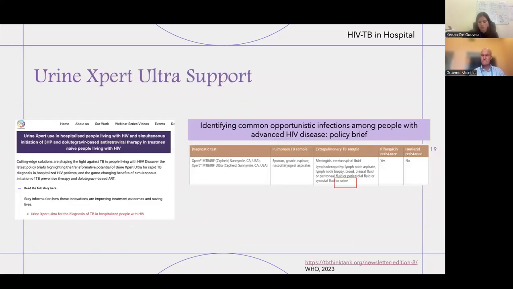What's exciting on this particular topic is that urine Xpert Ultra was recently endorsed by the South African TB think tank, which we see as promising, specifically for patients hospitalized with HIV, where resources allow for this, and with a focus on patients who can't produce sputum. It's also been listed by the WHO as an option for extrapulmonary TB diagnosis in the policy brief they wrote about advanced HIV diagnostics. So we're hopeful that this will become routinely available in the future for those patients who need it.